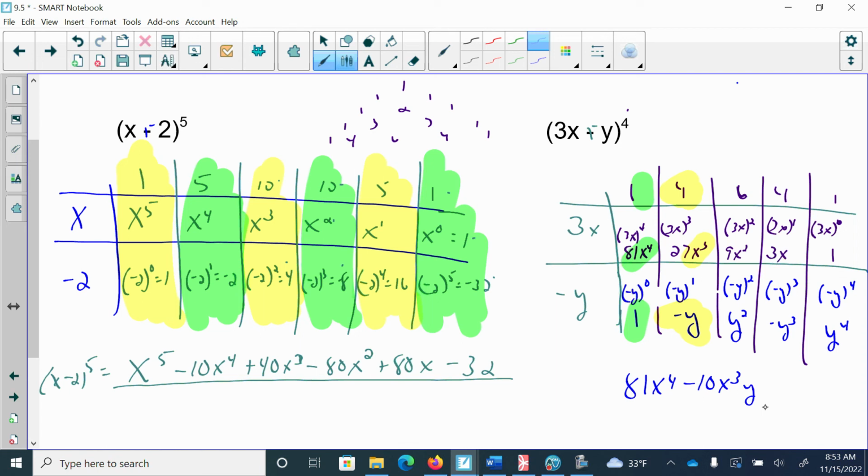Then I'm going to do 6 times 9, so that's 54. So this will be plus 54x squared y squared. Oops, running out of room. 4 times 3, so that's 12. This is negative. So minus 12xy to the third, and then finally plus y to the fourth. So this is the expansion of 3x minus y to the fourth power. Okay, moving on.